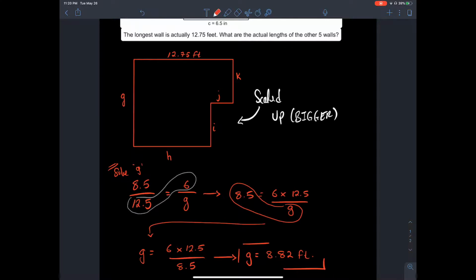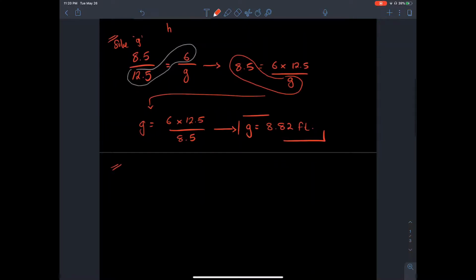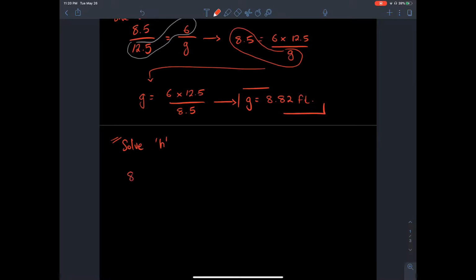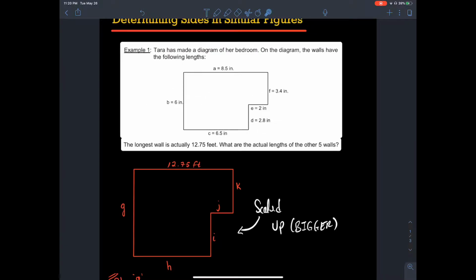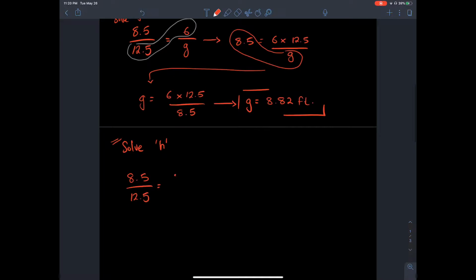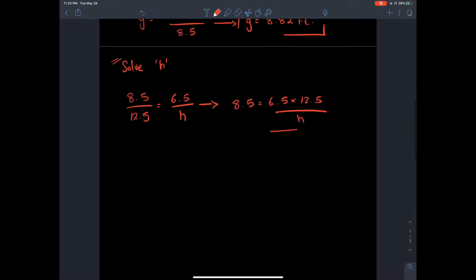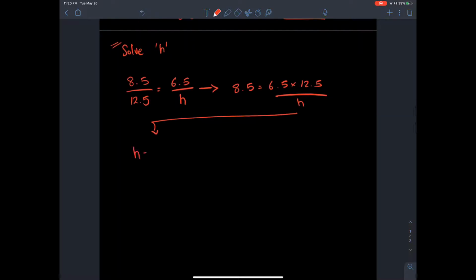Let's figure out h now. So solve h. Same thing. We're going to use the ratio that we know. We know 8.5 over 12.5, we're always going to use this one, equals what was the scaled down version of h? So h is 6.5 over h. Let's do our cross multiplication. Well, we get 8.5 equals 6.5 times 12.5 over h. We can do cross multiplication again, and we get h equals 6.5 times 12.5 over 8.5.